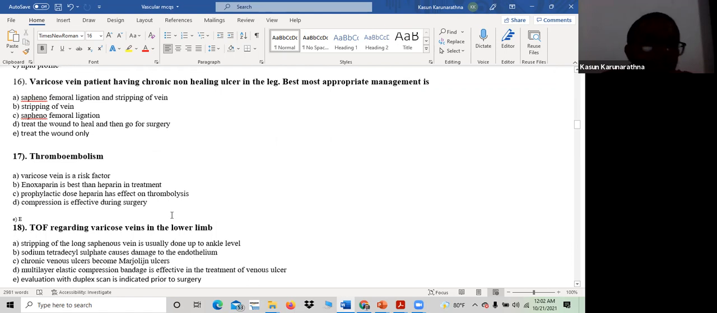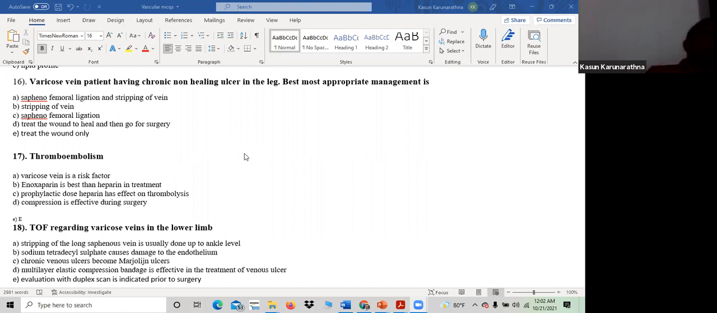Thromboembolism. Varicose vein is a risk factor. What is the answer for this? True, yes, it's a risk factor. Enoxaparin is better than heparin in treatment. We can't say what is best. Both have different advantages, right? But what we use is enoxaparin. Enoxaparin is better as we don't have to monitor with APTT regularly. But when you want to reverse the action, it's difficult.